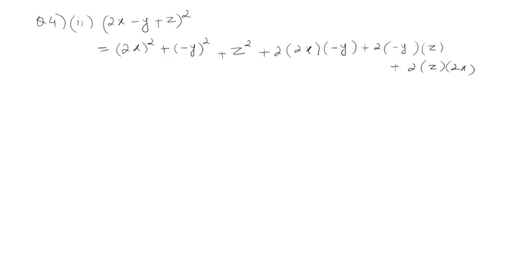Now further simplification, 2x square is 4x square, minus y square gives plus y square, plus z square. Now this is plus and this is minus, so plus into minus will give you minus 4xy. Again plus into minus is minus 2yz, and now plus 4xz because there is no minus term. So the expansion is done, and this is the answer. I hope you have understood how it's done.